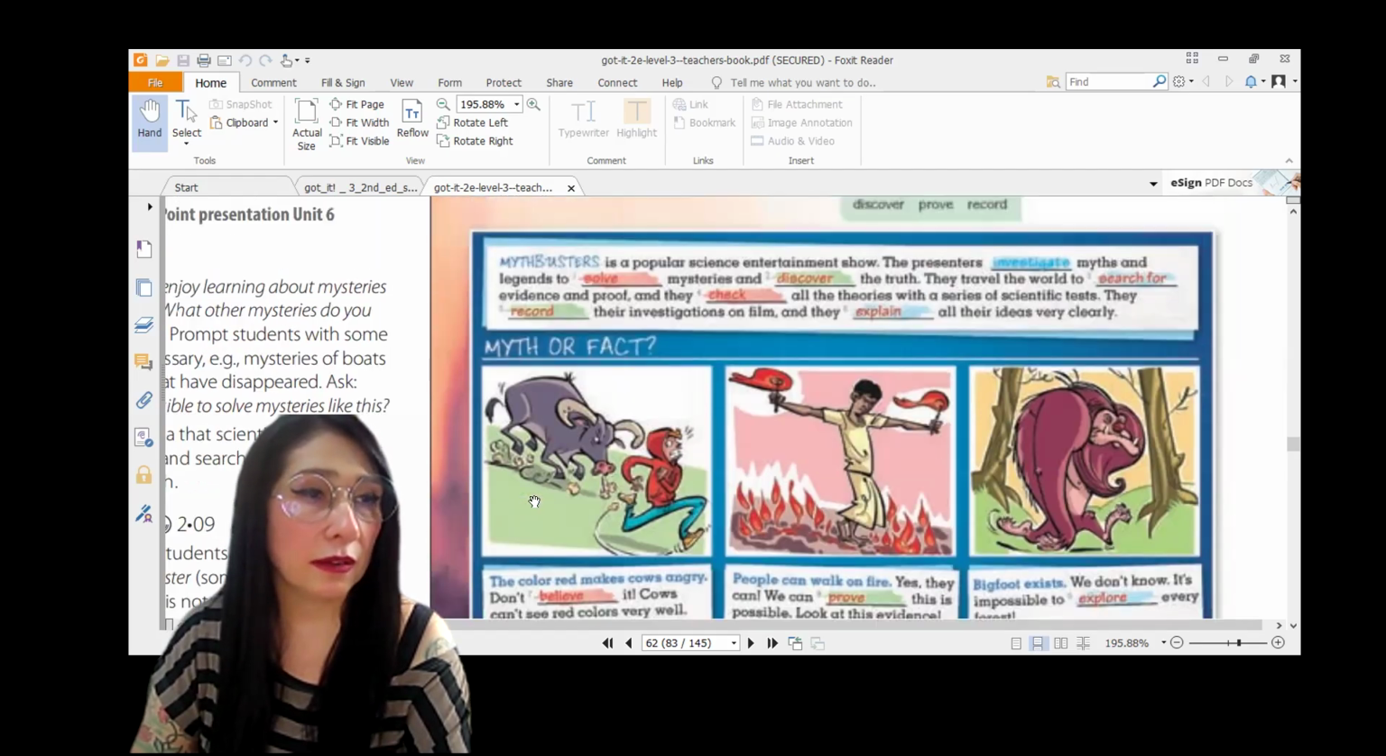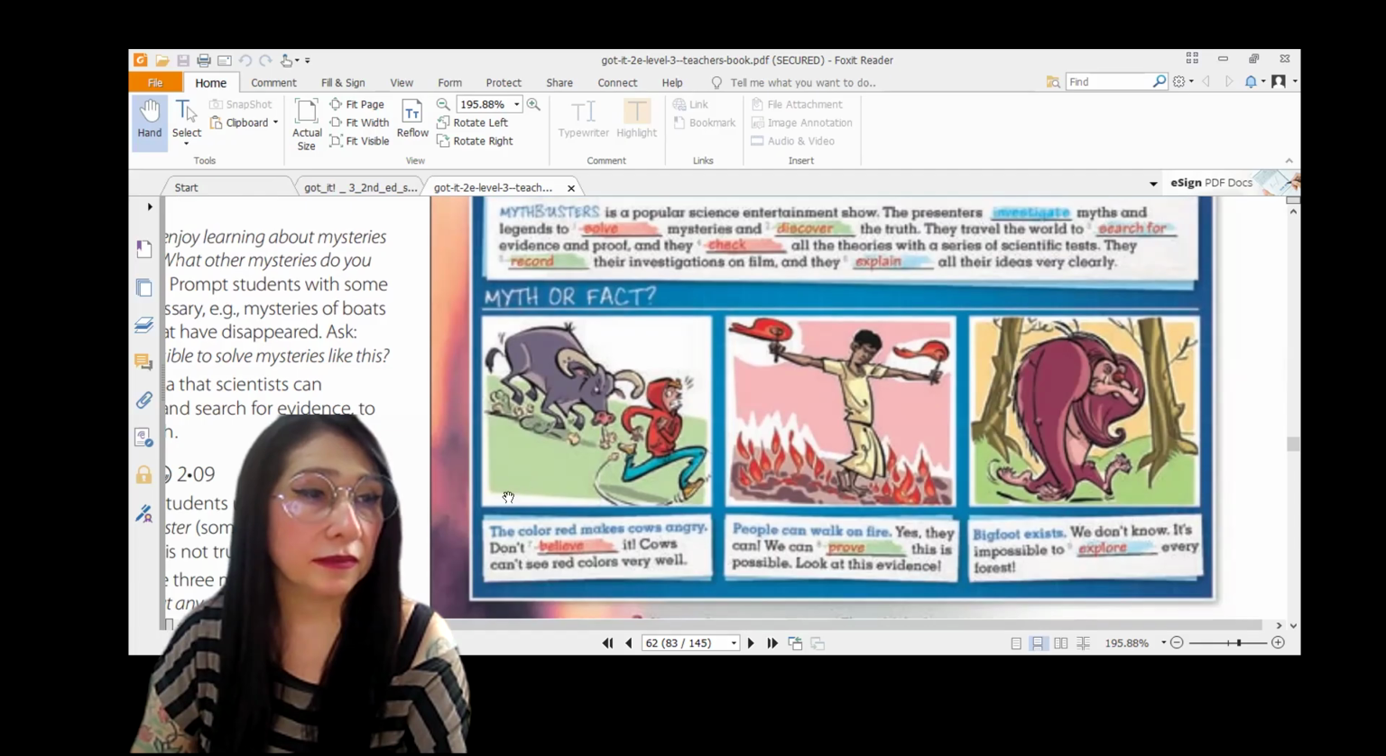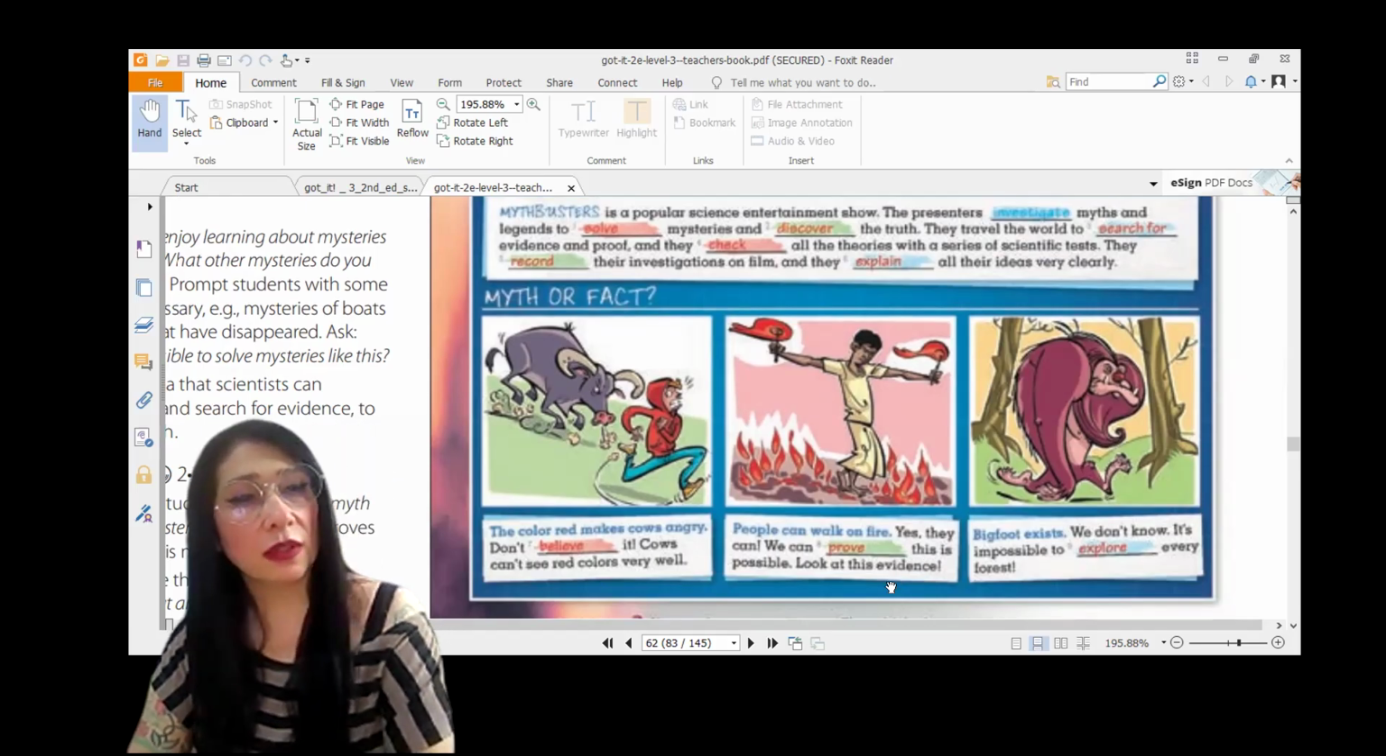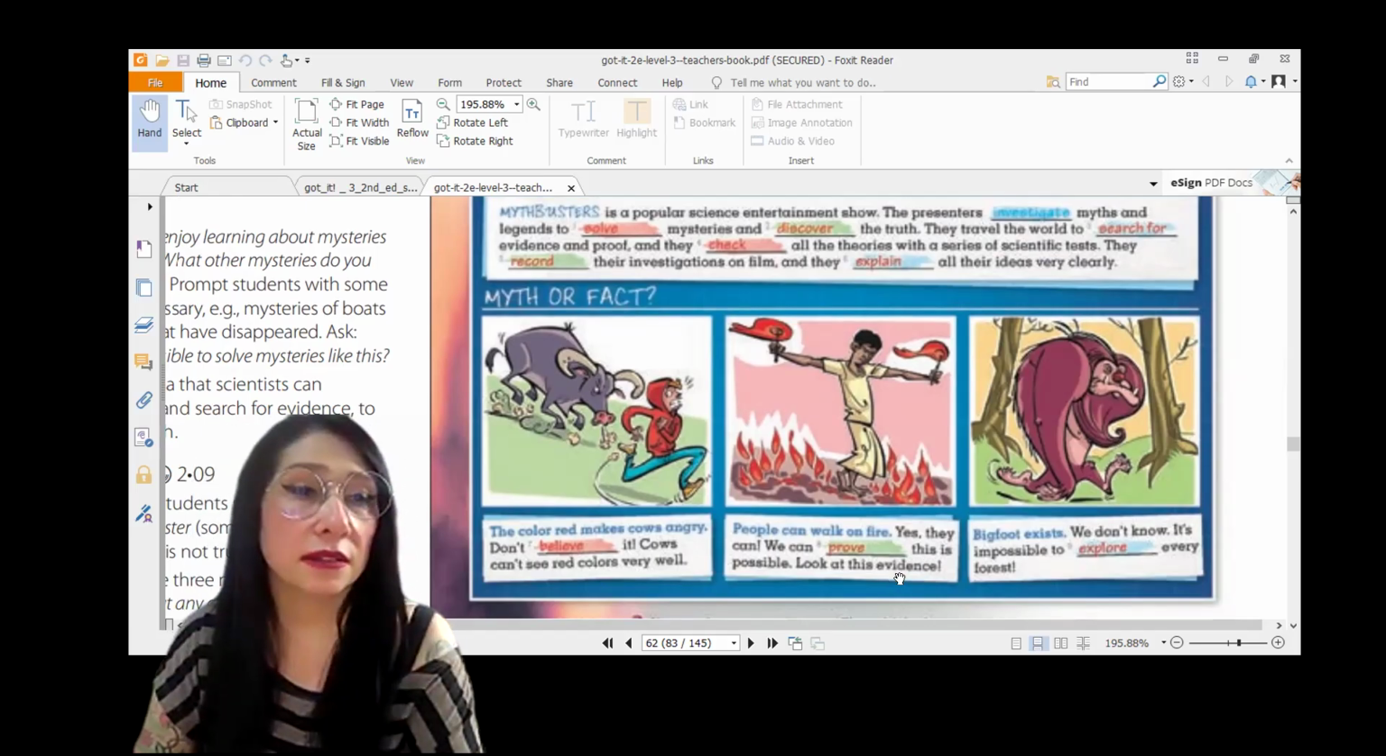Myth or fact? The color red makes cows angry. Don't believe it. Cows can't see red colors very well. People can walk on fire. Yes, they can. We can prove this is possible. Look at this evidence. Bigfoot exists. We don't know. It's impossible to explore every forest.